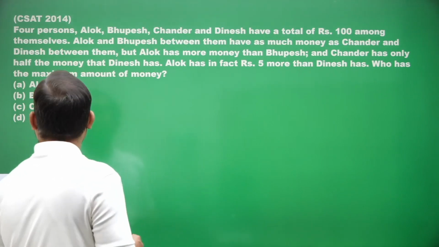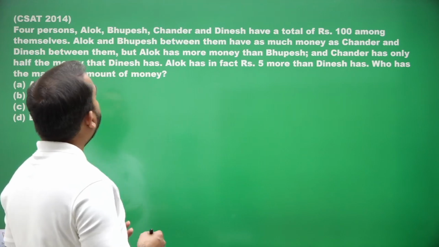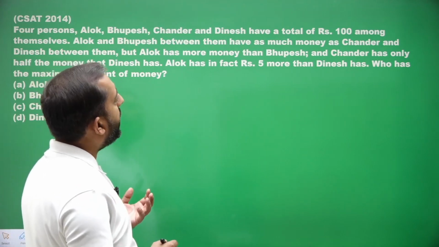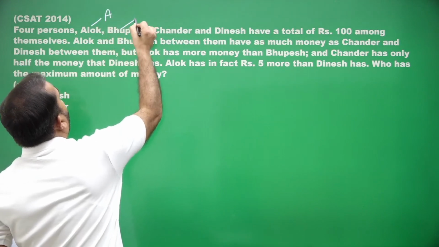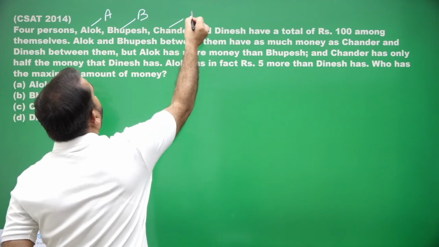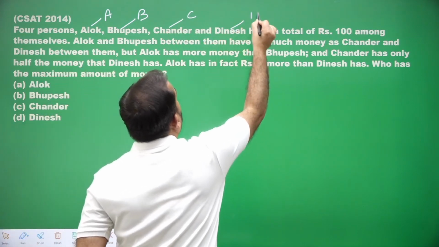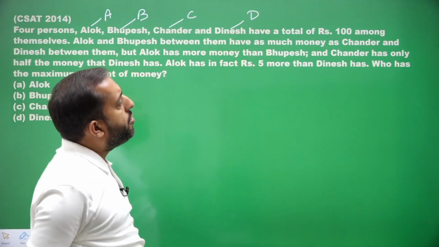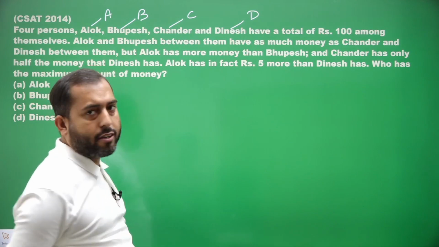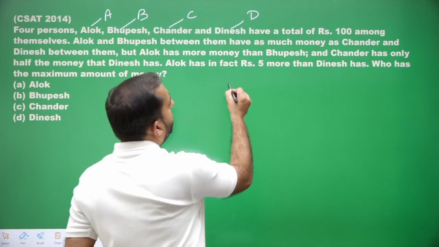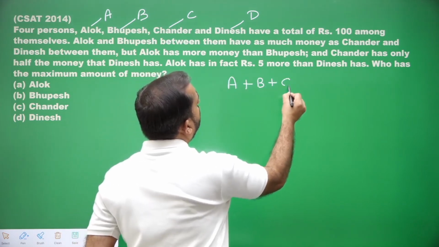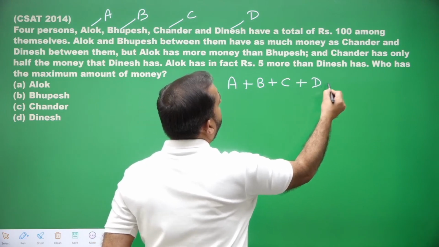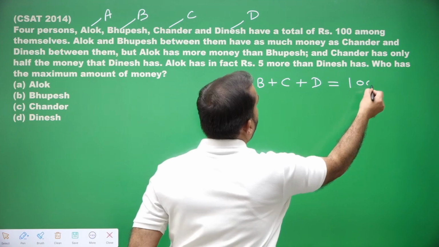It says 4 persons Alok, Bhupesh, Chandar and Dinesh. Let me represent Alok with A, Bhupesh with B, Chandar with C and Dinesh with D. They have a total of rupees 100 among themselves. So money goes to A plus money goes to B plus money goes to Chandar plus money goes to Dinesh. The sum of this money must be what? 100. It is given.